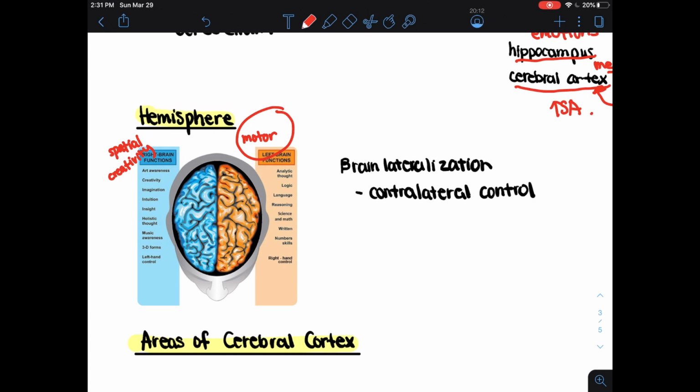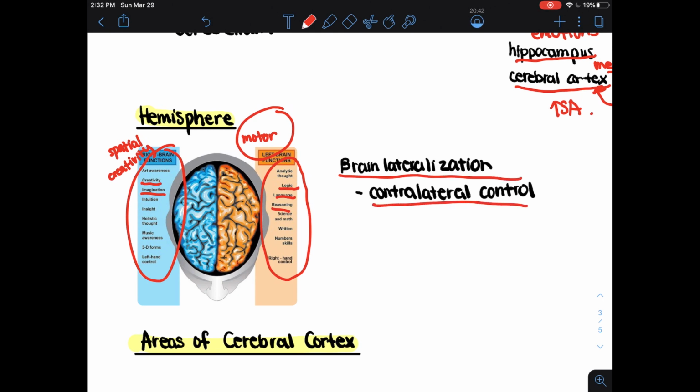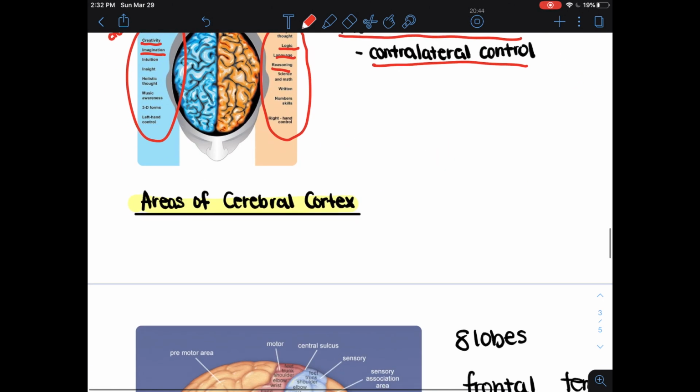And your left side is also controlling logic, language, and reasoning, and everything that's right here, anything that's analytical is your left brain, and then your right brain controls creativity, imagination. Anything that involves art, drama is your right brain. And since you notice that the left controls the right and the right controls the left, it's something called contralateral control or brain lateralization. So you always control the opposite of where you are.